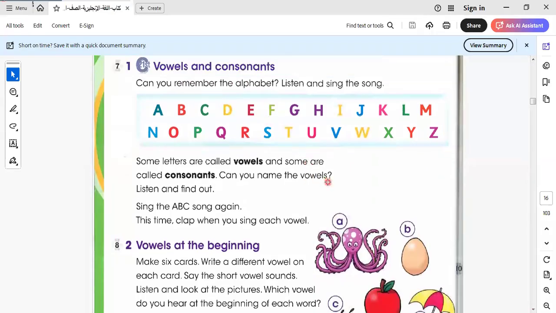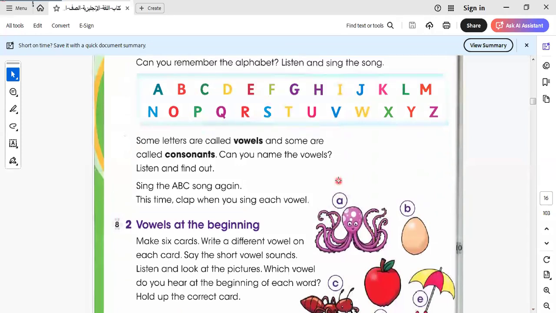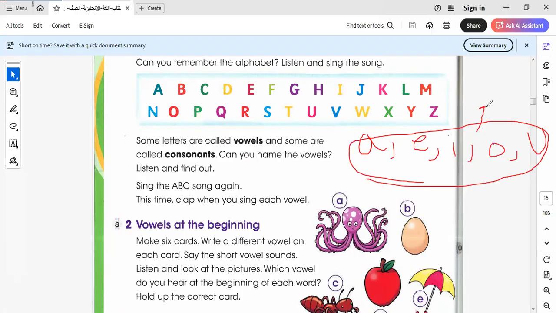As we know before, what are the vowels? The vowels are A, E, I, O, U. This is called vowels. The consonant sounds are the rest of the alphabet. So what are the vowels? A, E, I, O, and U. These are called vowel sounds.